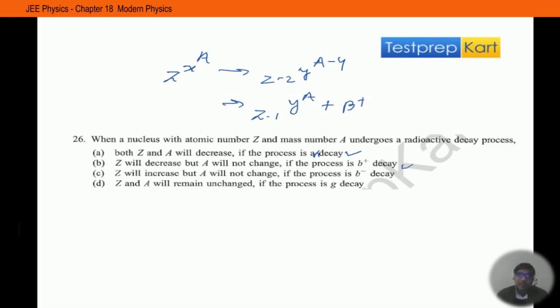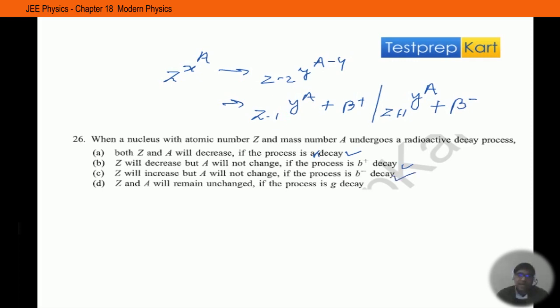Third one, Z will increase but A will not change. When beta minus decay takes place, there is an increase in atomic number, but the mass number remains constant. So it is also right.